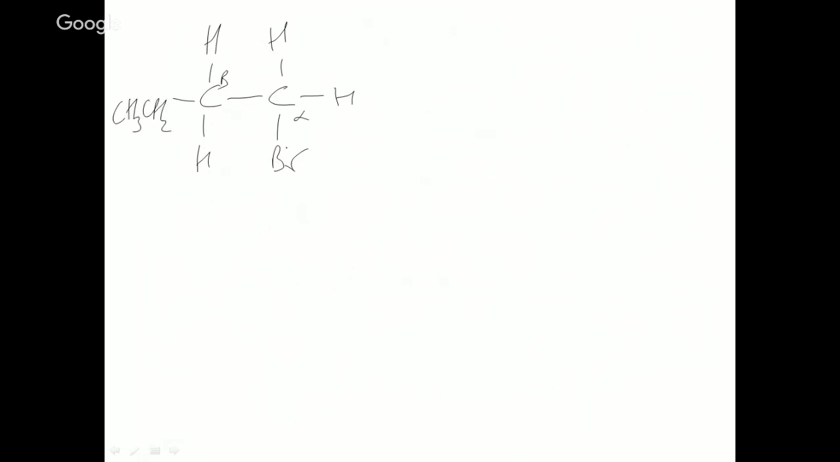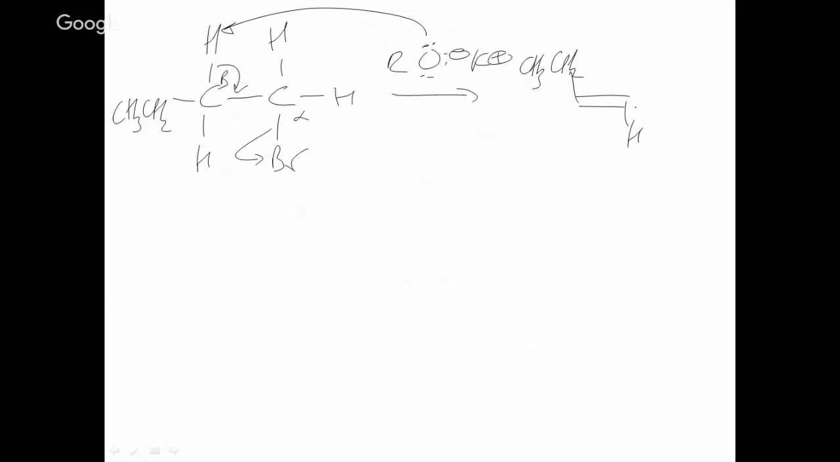There's our beta hydrogen and our alpha carbon. So we have some sort of base, some RO minus, deprotonate, form a double bond, kick out the bromide, right? What do we get here? You get a mono-substituted alkene, one alkyl group, right?